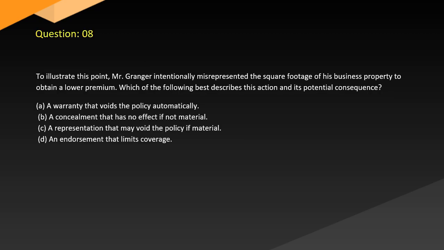Question 8. To illustrate this point, Mr. Granger intentionally misrepresented the square footage of his business property to obtain a low premium. Which of the following best describes this action and its potential consequence? A. A warranty that voids the policy automatically. B. A concealment that has no effect if not material. C. A representation that may void the policy if material. D. An endorsement that limits coverage.